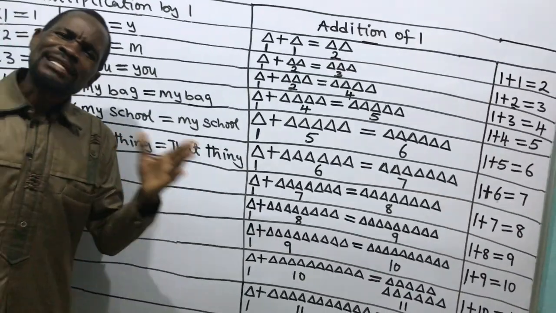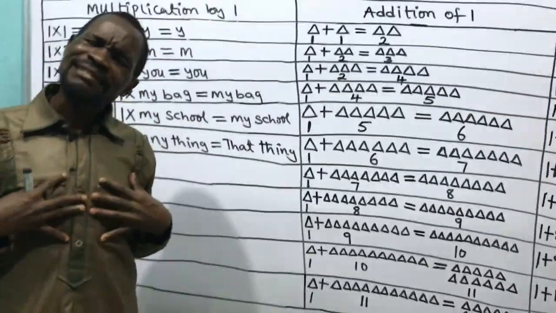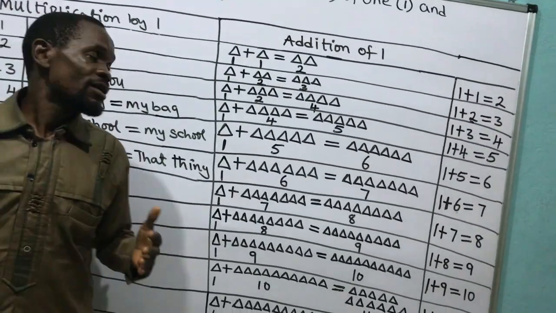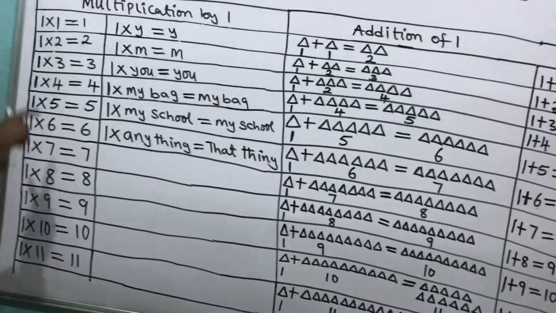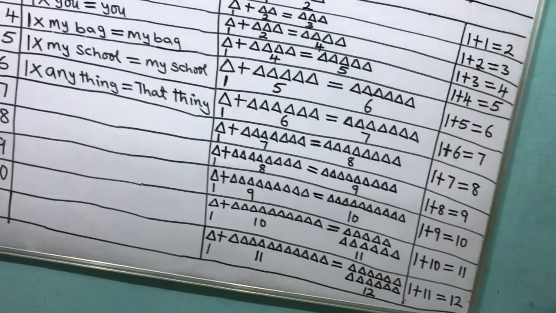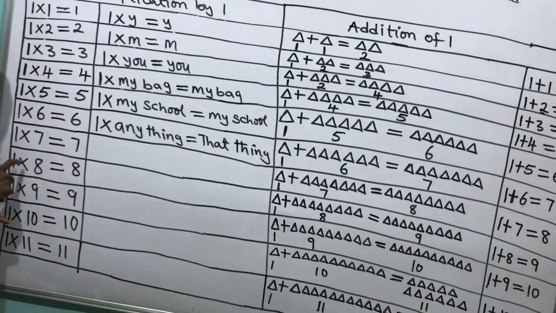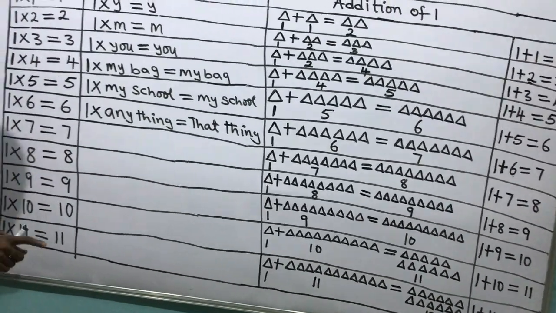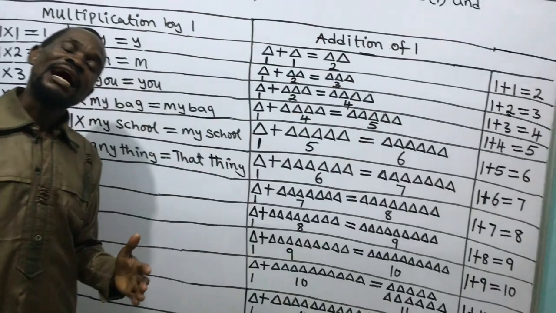So what are we saying? One times anything, the answer is that what? Thing. So anything you times by one, the answer is that thing. That's why we say one times one, the answer is one. One times two, the answer is two. One times three, the answer is three. One times four, the answer is four. One times five, the answer is five. One times six, the answer is six. One times seven, the answer is seven. One times eight, the answer is eight. One times nine, the answer is nine. One times ten, the answer is ten. One times 11, the answer is 11. So anything times by 1 is that thing.